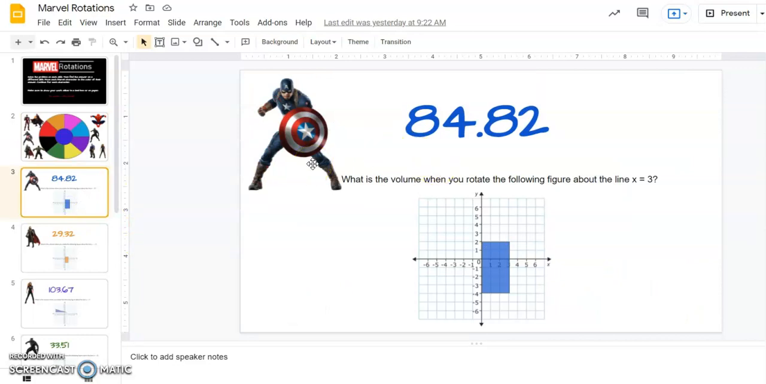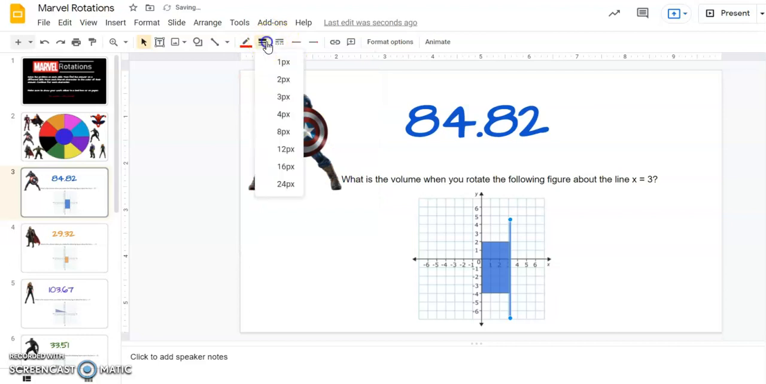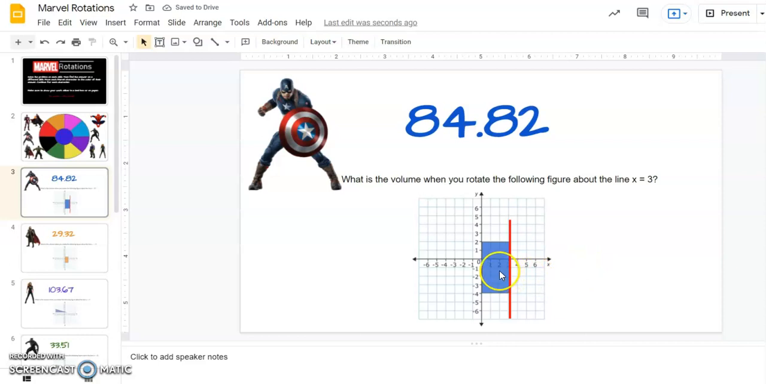So it says, what is the volume when you rotate the following figure about the line x equals 3? The first thing you're going to want to do is draw the line x equals 3. That is going to be right here. You may want to make this line a different color, that way it stands out. I'll make it red. Okay, so this is the line I'm rotating around. I'm rotating this rectangle around and around and around. So I do find it helps to draw it like we did yesterday. So I'm going to draw another rectangle on the other side of this line to represent it spinning around.